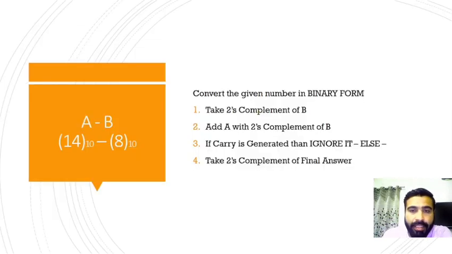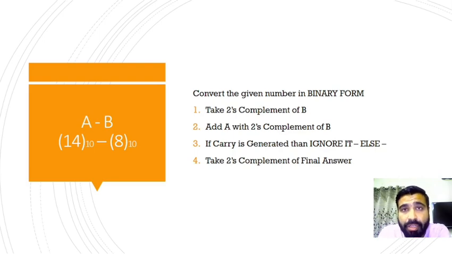As you know, whenever you want to do a subtraction between two numbers, for example a minus b, the first step is that you need to take the 2's complement of b. How is the 2's complement of b going to be done? Using its 1's complement plus 1. What is step number 2? You need to add a with the 2's complement of b. The 2's complement of b was already done in step number 1.